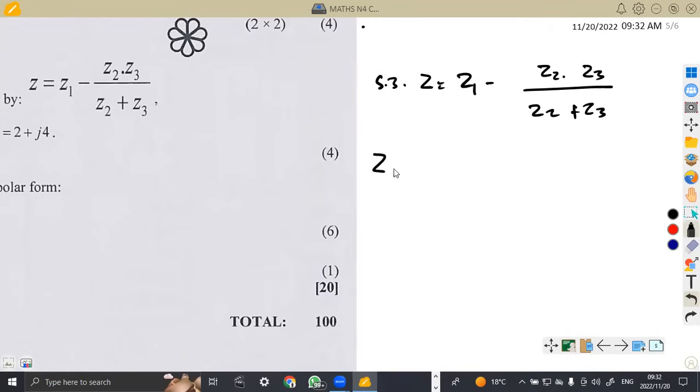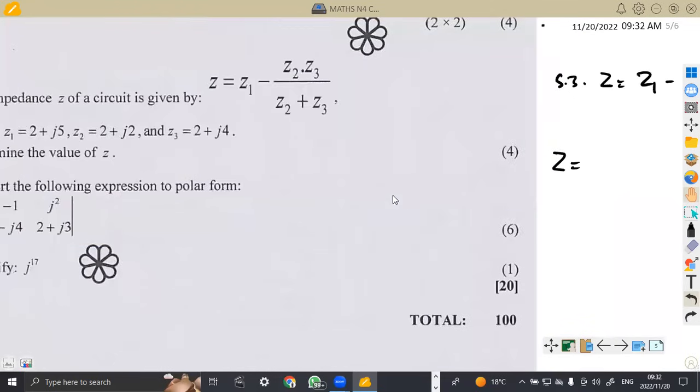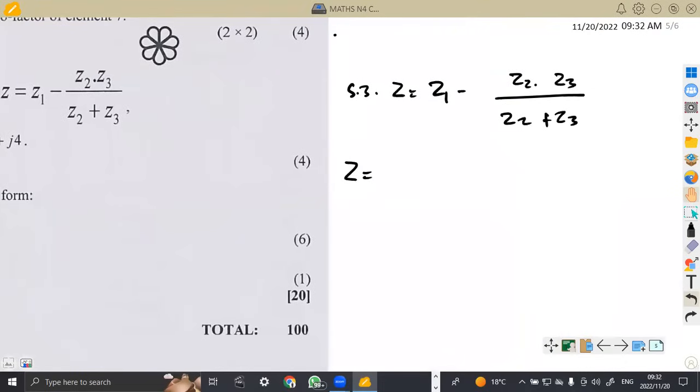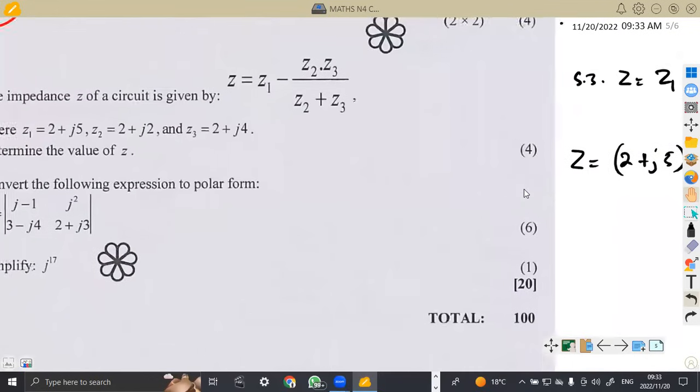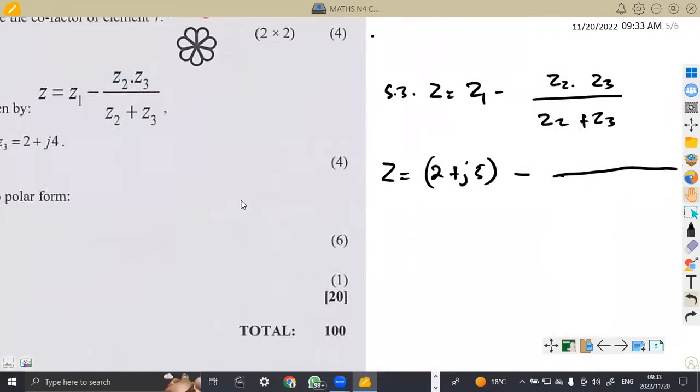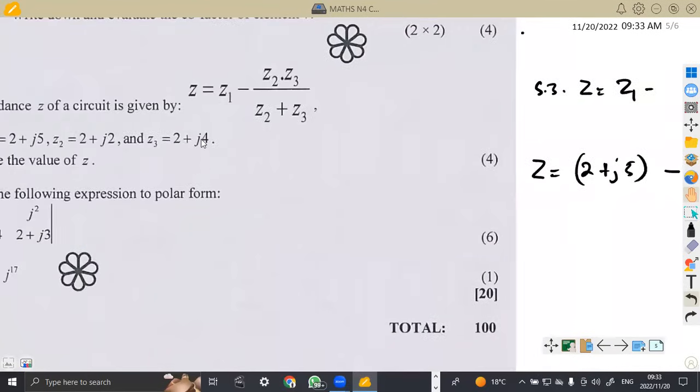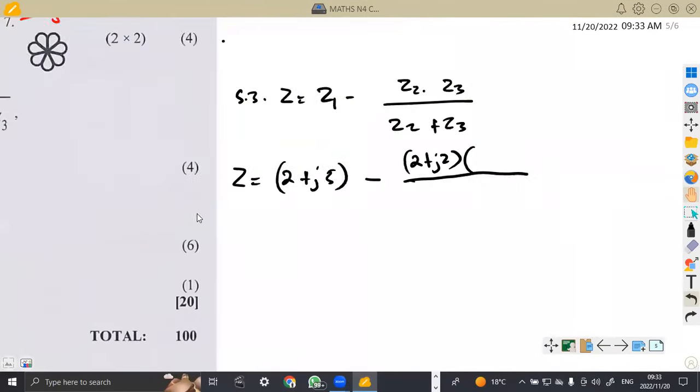So let's start by substituting Z1. Z1 is equivalent to 2 plus J5. So that is 2 plus J5 minus, here we have to multiply Z2 by Z3. So Z2 is 2 plus J2. So we have 2 plus J2 times Z3, our Z3, which is 2 plus J4. So that's 2 plus J4.